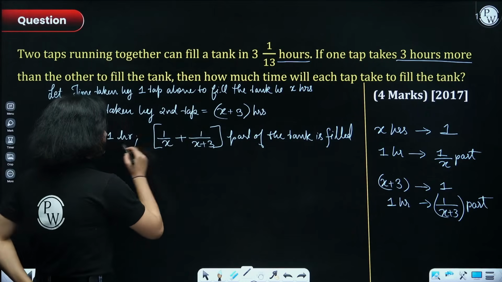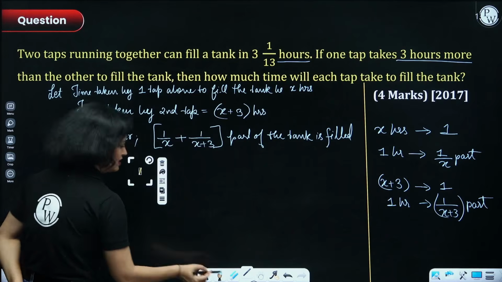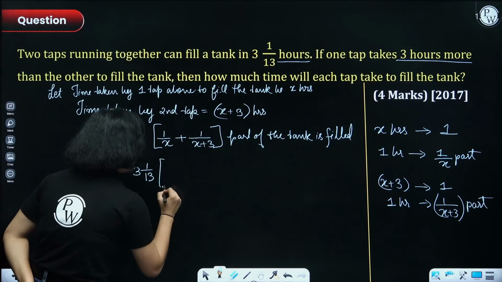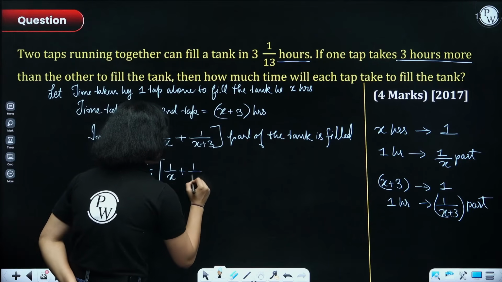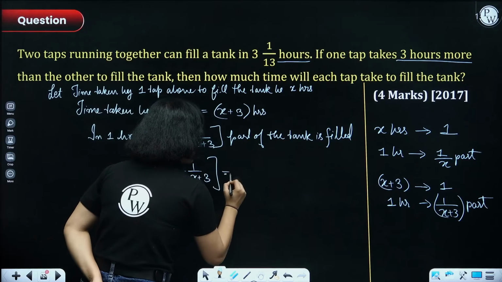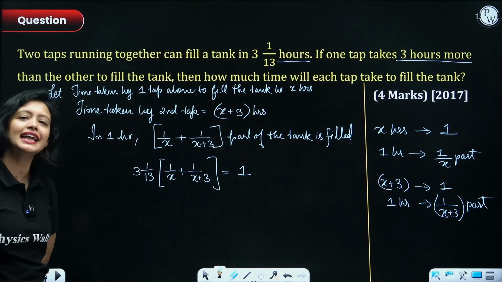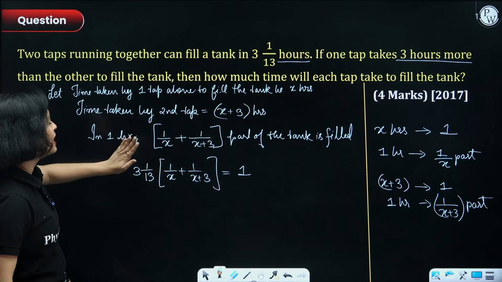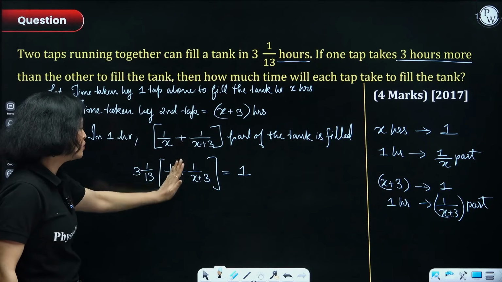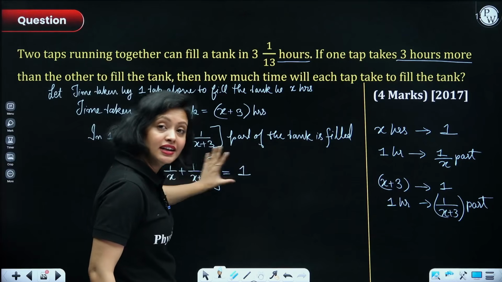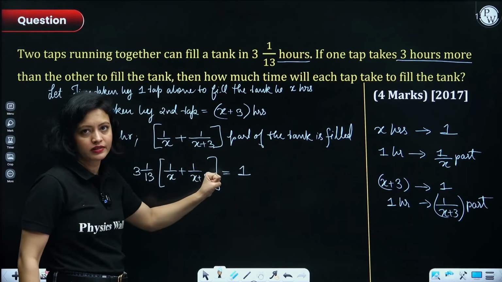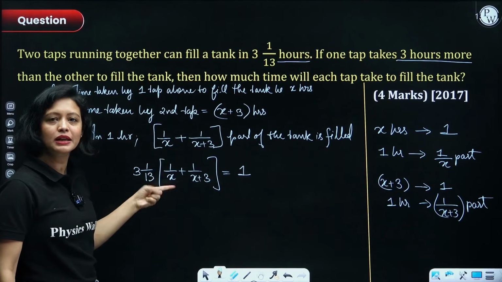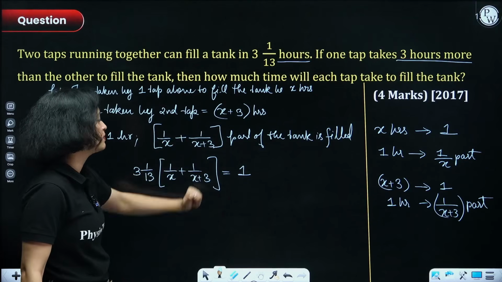So, matlab, if I multiply 1 by 13 with this entire thing, then the total tank is being filled. Total tank means the whole one part. Okay? So see, everyone, if I multiply 1 by 13 with 1 by x plus 1 over x plus 3, then the entire tank, the whole one part of the tank is filled. Okay? So this was for 1 hour. In 1 hour, this part was filled. So in 1 by 13 hours, how much of the tank is filled? 1 by 13 into 1 by x plus 1 by x plus 3.